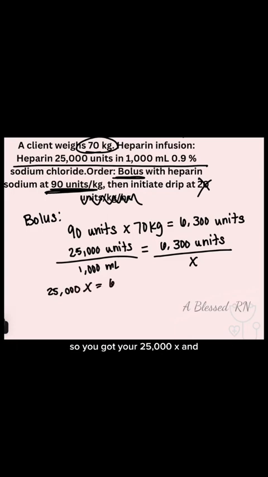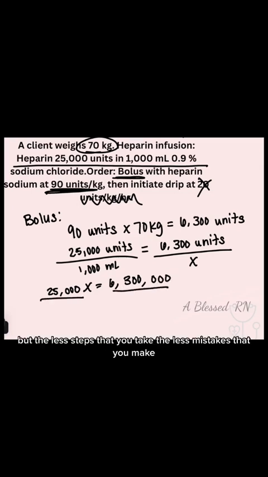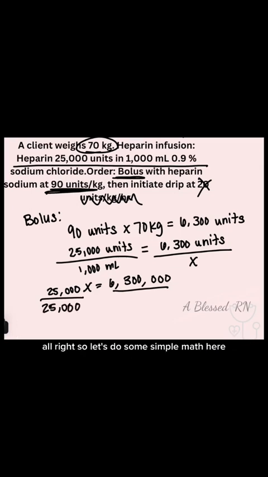So you've got your 25,000x and then your 6,300 times 1,000. When you have a lot of zeros like this, I always just count them up: 1, 2, 3, 4, 5, and you can't mess it up. Now, you can also put this in a calculator, but the fewer steps you take, the fewer mistakes you make. All right, so let's do some simple math here. What you do to one side, you do to the other. Cancel out that 25,000 so you can get x by itself. And then what do we get? 252 milliliters of the bolus. So that's what we're going to give them for that part.